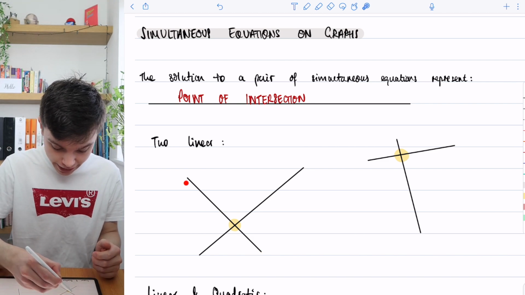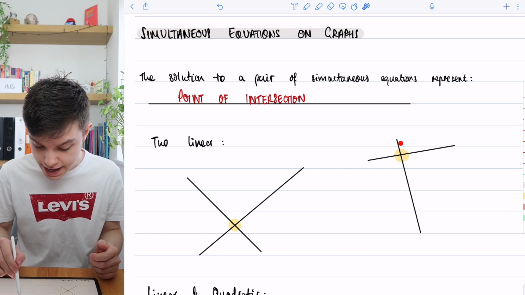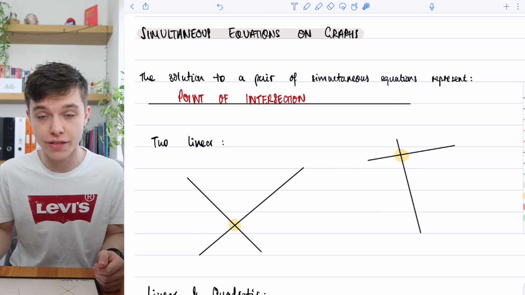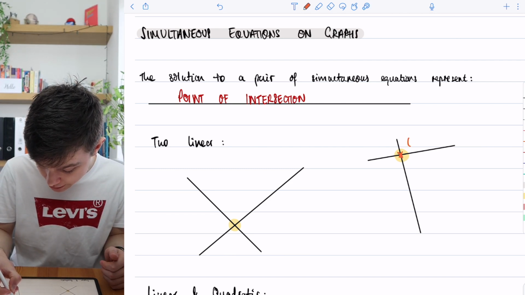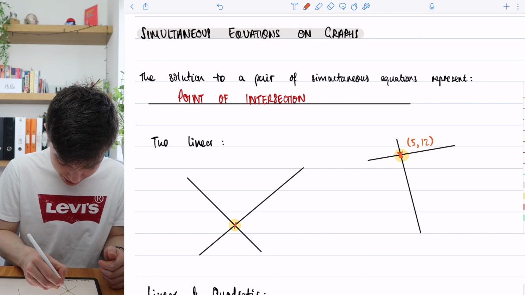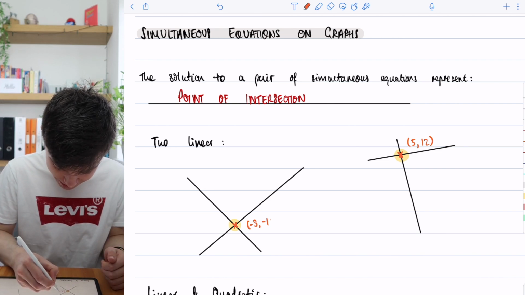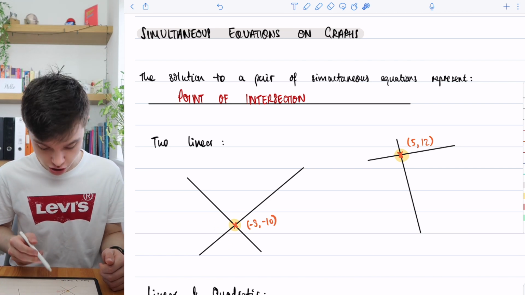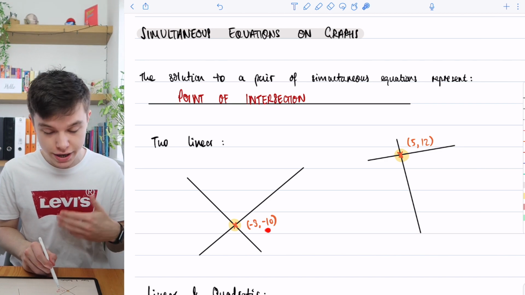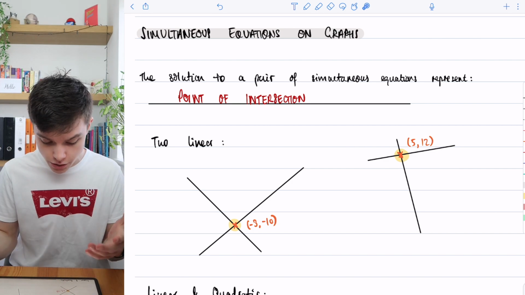So we've got one linear line here and another one, and they cross at the yellow point there, and then two other lines here, they cross at that yellow point there. And that might have a coordinate. So for example, that might be, I don't know, x is 5 and y is 12. And this point here might be x is -3 and y is, I don't know, -10, something like that. Two examples those were. That would be your solution to the simultaneous equations. x is -3 and y is -10, because that's the point of intersection. So those are two linear.